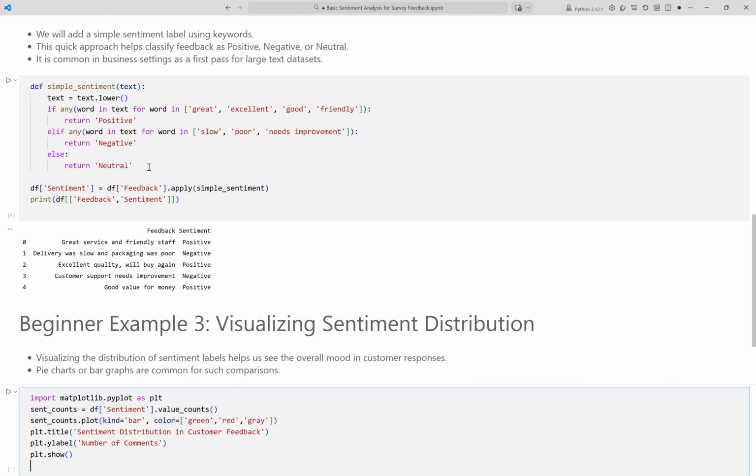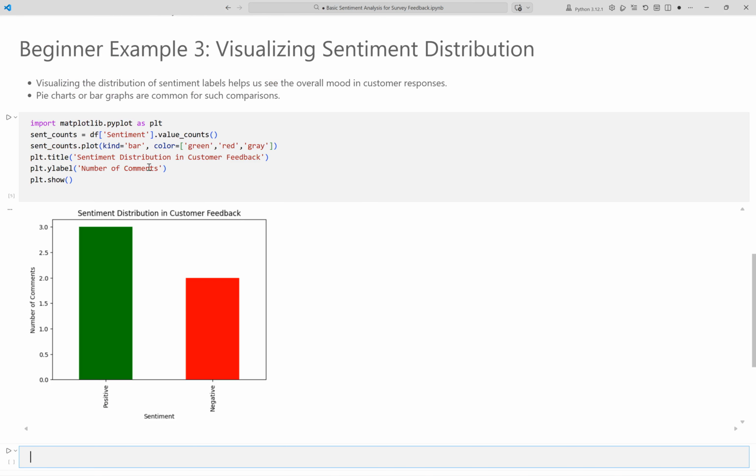Running the cell now. This bar chart shows the distribution of sentiment labels in customer feedback, with green representing positive, red for negative, and gray for neutral comments. Notice the height of each bar indicates the count of comments per sentiment, giving a clear picture of the overall mood. This visual helps us quickly compare how many responses fall into each sentiment category, fulfilling our goal of understanding feedback trends.